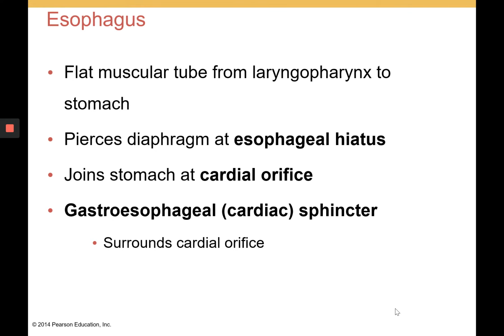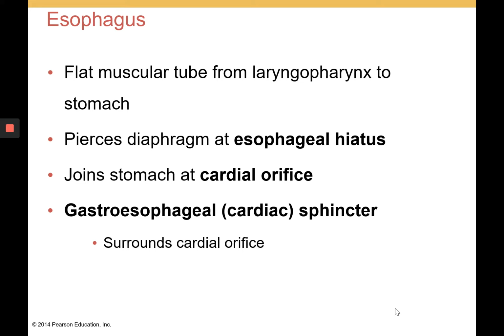We'll move next into the esophagus. We'll look at its mucosa, which is also stratified squamous epithelium, but the esophagus is really just a flat muscular tube. It's going to go from the laryngopharynx to the stomach, or it connects the throat to the stomach. It does go through the diaphragm at the esophageal hiatus, and where it joins the stomach, that part is called the cardia, and that specific part where the connection between the esophagus and stomach is the cardial orifice.